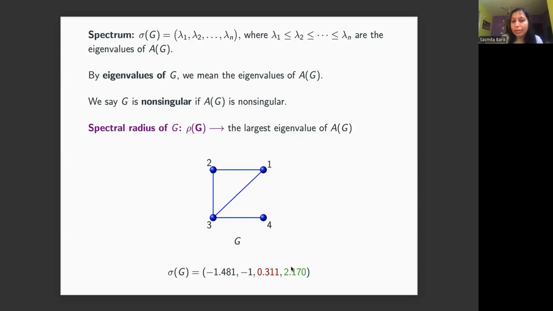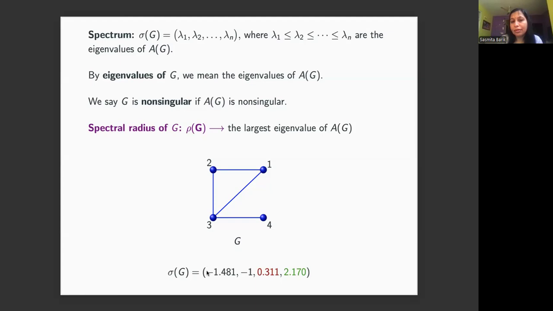Now looking at the eigenvalues, you have observed that the trace is 0, so if a positive eigenvalue is there, then a negative eigenvalue is also there. For this example, you can see the spectral radius is 2.2170, and you also have negative eigenvalues. The red mark is the smallest positive eigenvalue. The least eigenvalue, the negative one, is minus 1.481 for this graph.